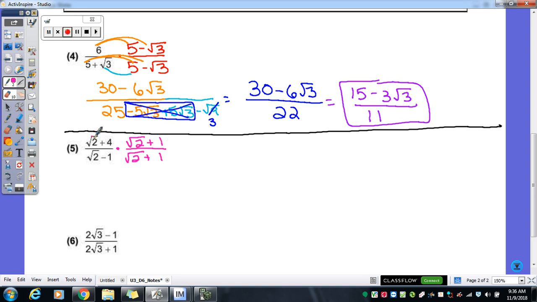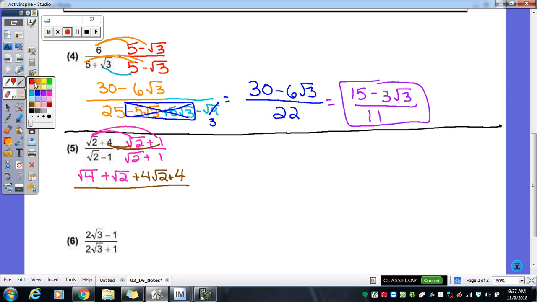So we have to do some distribution up top. Radical 2 times radical 2 gives us radical 4. Radical 2 times 1 would be 1 radical 2, or just radical 2. It's the same thing, we don't have to write the 1. Now the 4 times radical 2 gives us a 4 radical 2 there. And then 4 times 1 gives us a plus 4. So we'll clean that up in a second.